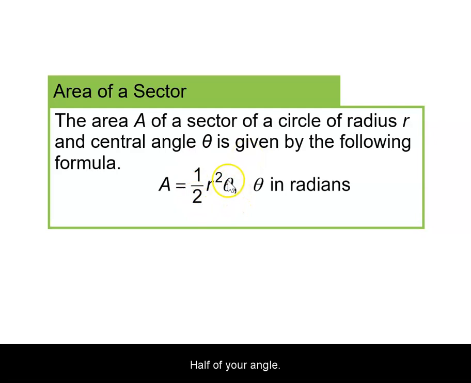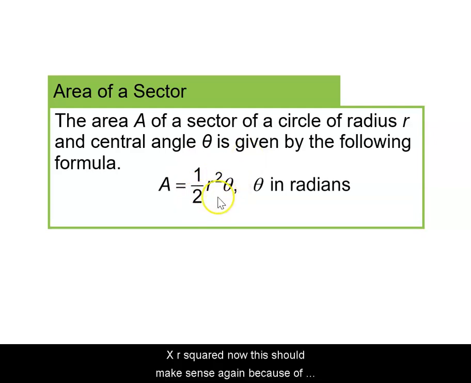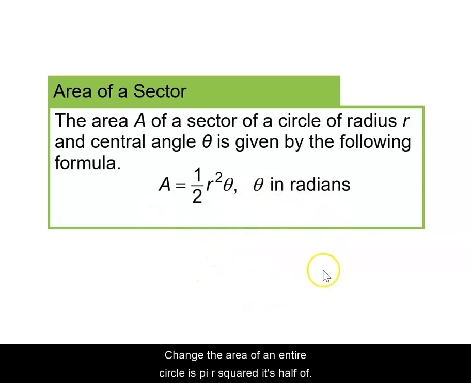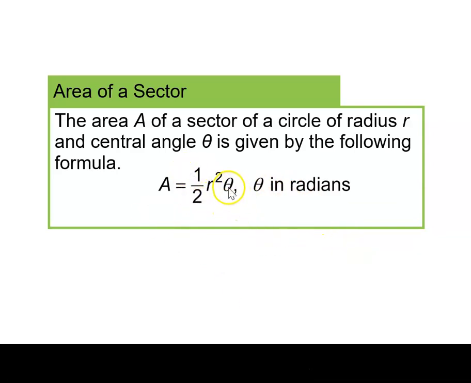Half of your angle times r squared. Now this should make sense, because if you talk about the entire circle, which is 2 pi, the area of an entire circle is pi r squared. It's half of the whole 2 pi, which is just pi, r squared. So you're really just applying that same formula, but to a portion of your circle. So it's half of whatever angle you have times r squared.